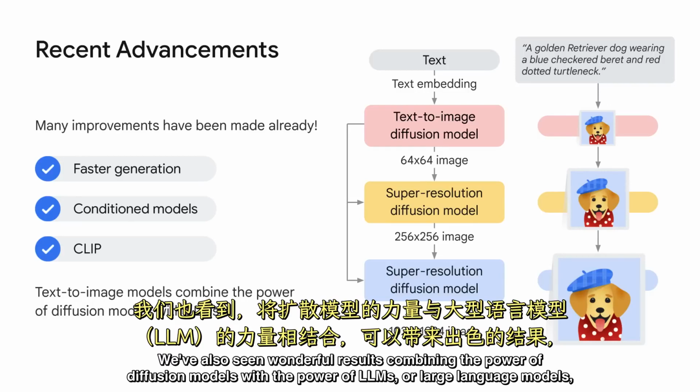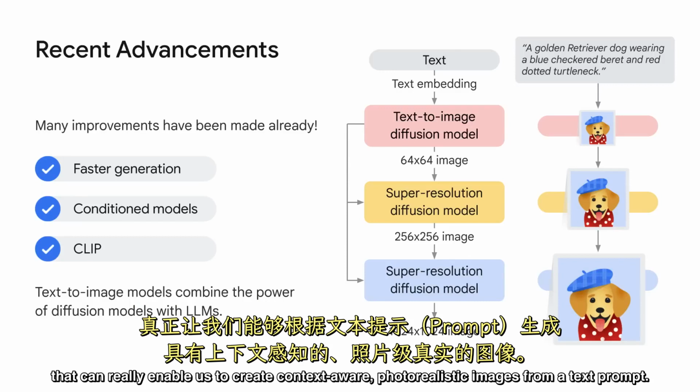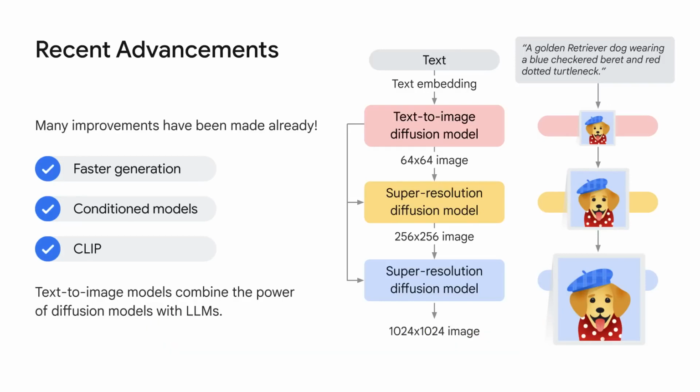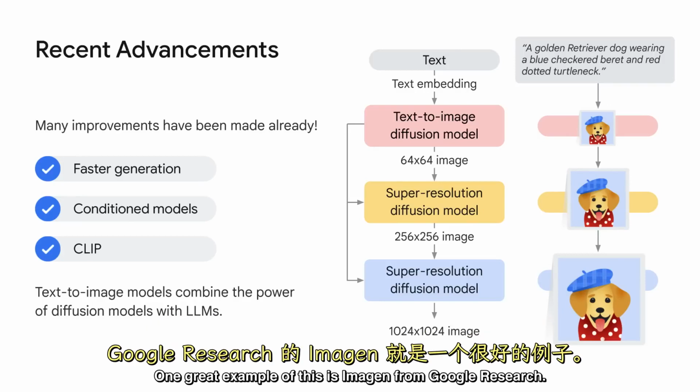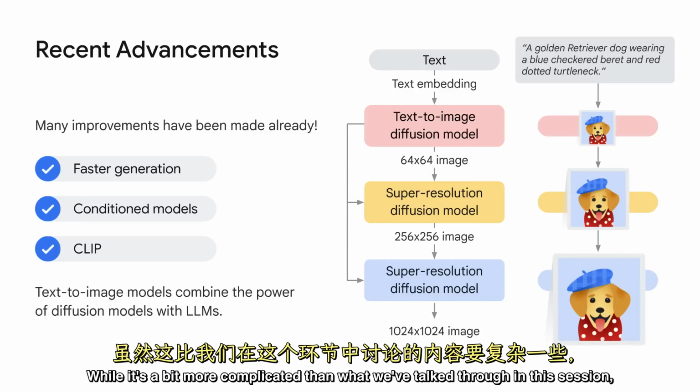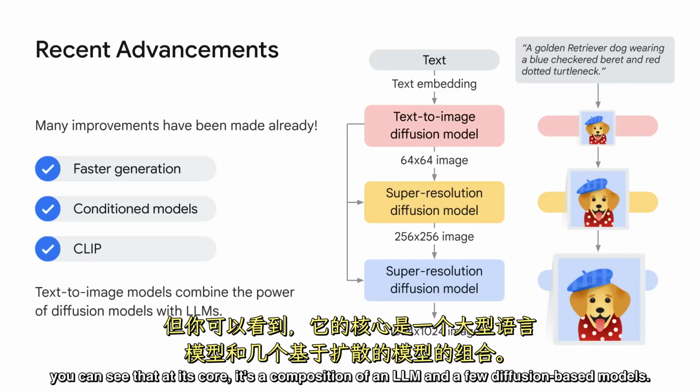We've also seen wonderful results combining the power of diffusion models with the power of LLMs or large language models that can really enable us to create context-aware, photorealistic images from a text prompt. One great example of this is Imagen from Google Research. While it's a bit more complicated than what we've talked through in this session, you can see that at its core, it's a composition of an LLM and a few diffusion-based models.